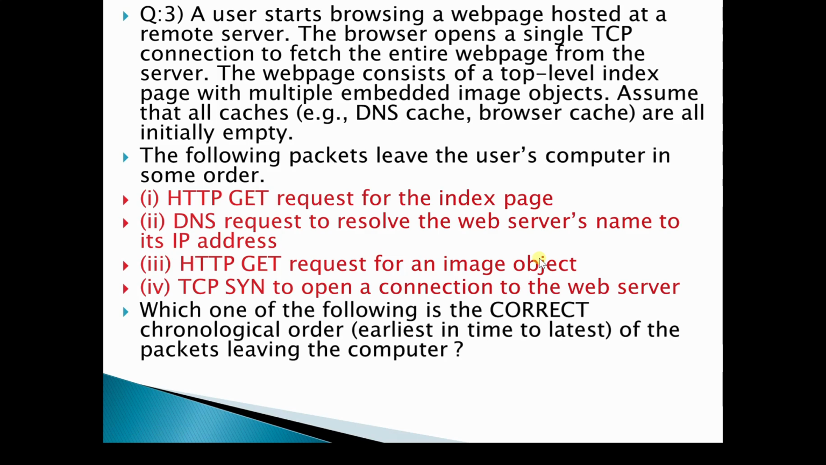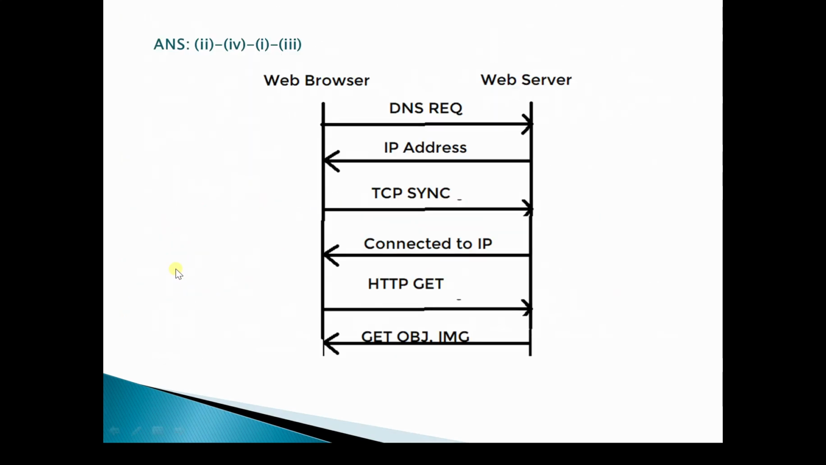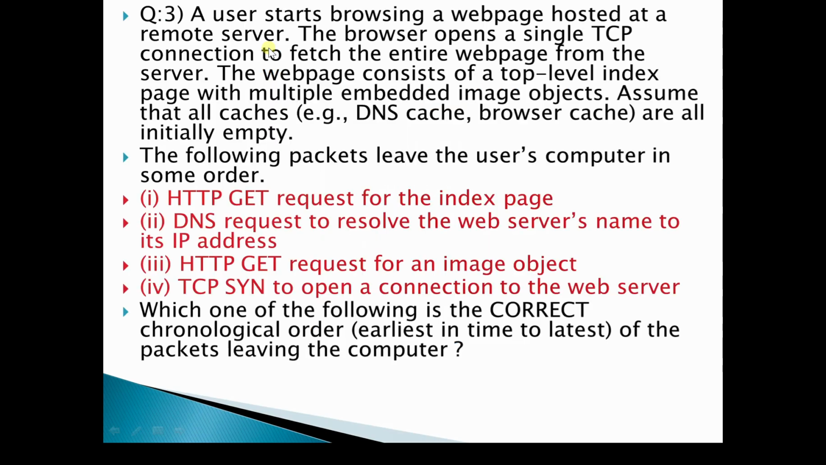So this is the order, that is 2413. This is the answer. This is the order by which this TCP connection works. So this is the answer for this question, TCP connection. Here the entire web page is first connected and then the web page is taken from the server. The web page has a top level index, that is it has to get all the image objects. So it will send the request and get the image objects.